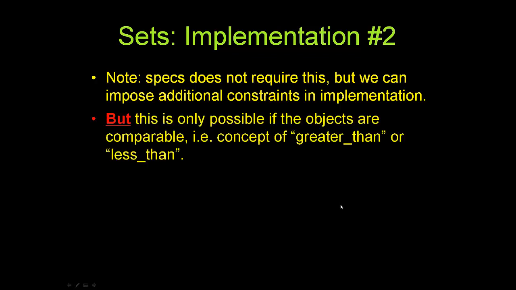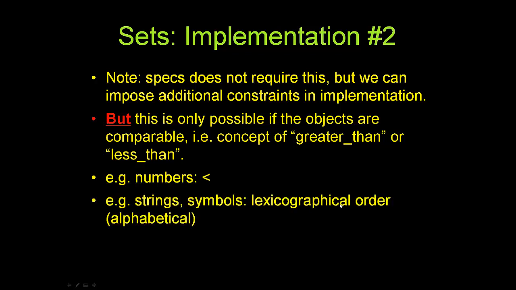But we also know that this is a somewhat odd constraint, in the sense that it is only possible if the objects are comparable to each other. That means there's some natural ordering between objects. What do I mean? Numbers are obviously ordered: 2 is bigger than 1, 3 is bigger than 2, and so forth. Strings are also ordered because there's a natural lexicographical or dictionary ordering. Colors, in general, are not ordered.